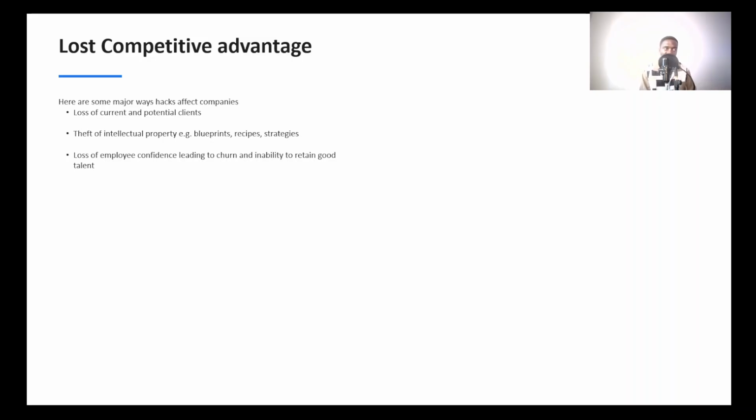We can also have theft of intellectual property. So someone can come and steal important information like plans of new sites or like recipes for new products. All the kind of things that are very important and very private to the company can be stolen by a successful cyber attack. Also have the loss of employee confidence, which can lead to employees leaving the company and the company also being unable to keep good employees.